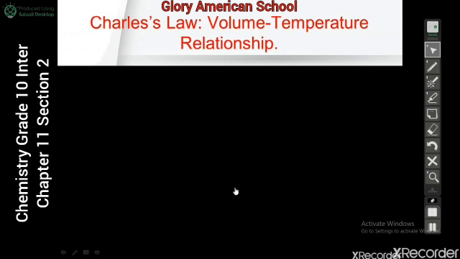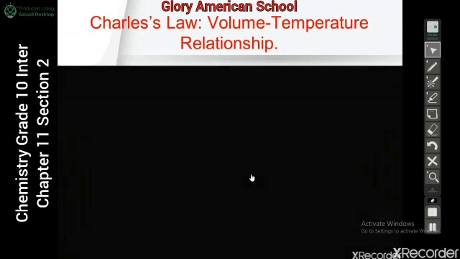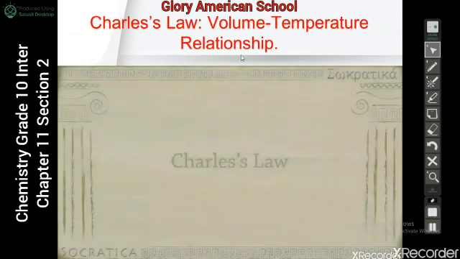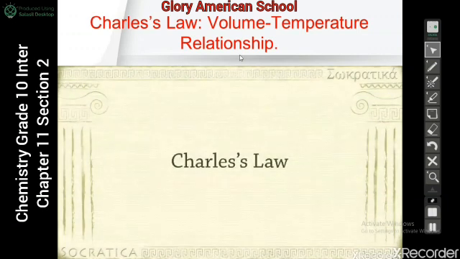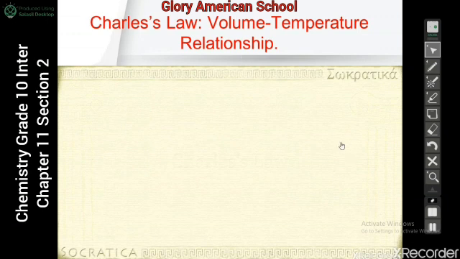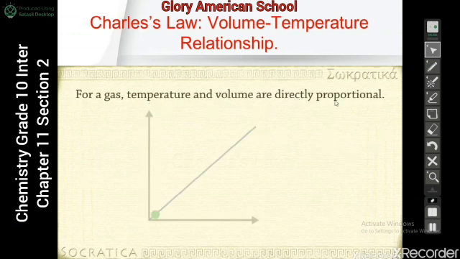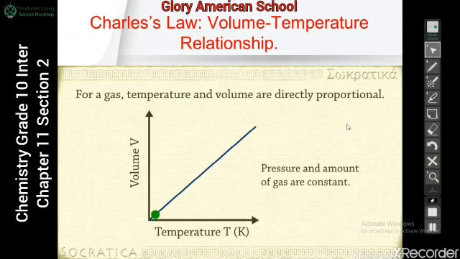Let's see Charles' law. Charles found that the volume and the temperature are directly proportional. So if the volume increases, the temperature increases, and vice versa. So the temperature and the volume are directly proportional. Keeping everything else constant, as the temperature of the gas goes up, its volume goes up.